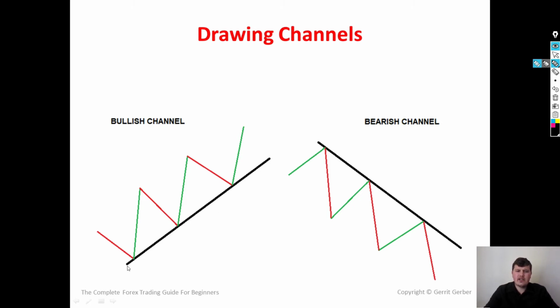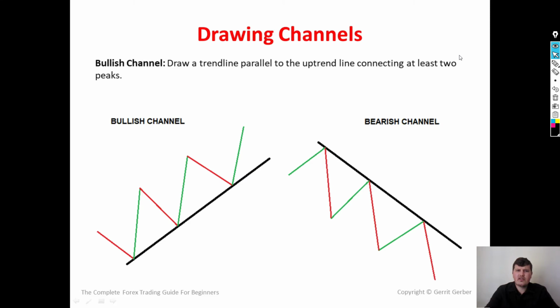As you can see, this is an upward trend line, and we connected the two valleys with the third being a confirmation, and this is a downward trend line or a bearish trend line, and we connected the two peaks and a third peak acting as a confirmation. Now, drawing the two channels, the bullish channel and the bearish channel, is so easy to do.